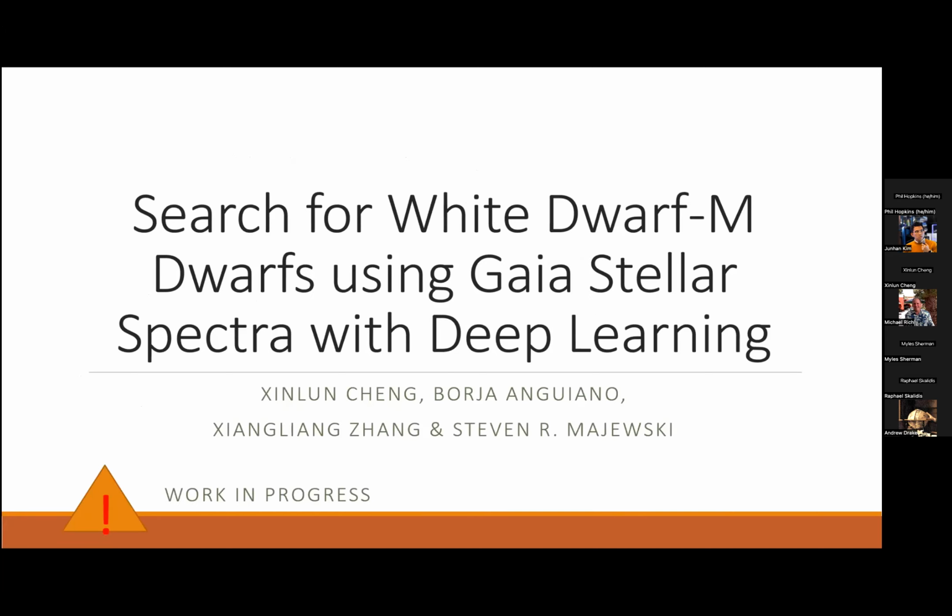So the last project I'm going to talk about is using deep learning to search for White Dwarf, M Dwarf binaries using Gaia stellar spectra. This is currently work in progress.